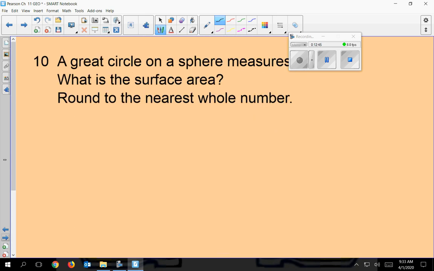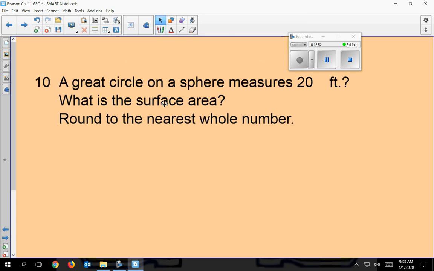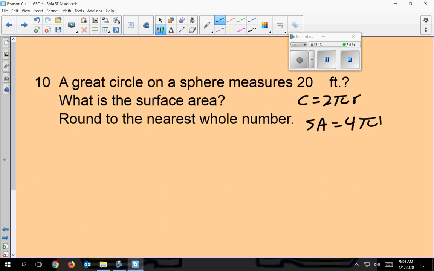So they give you another problem here. So hopefully you can find a little bit of room. They tell you that a great circle on the sphere is 20 feet. So really that's the circumference. I want to use that to help me get the radius, and then go back and find the surface area of the sphere, because now I've got the radius. Okay, so hit pause and do that really quick and see what you get.